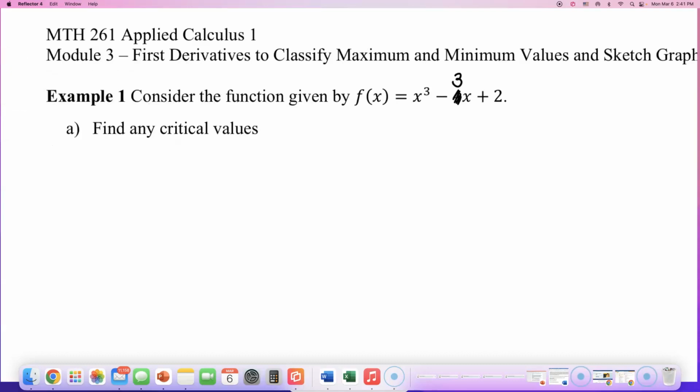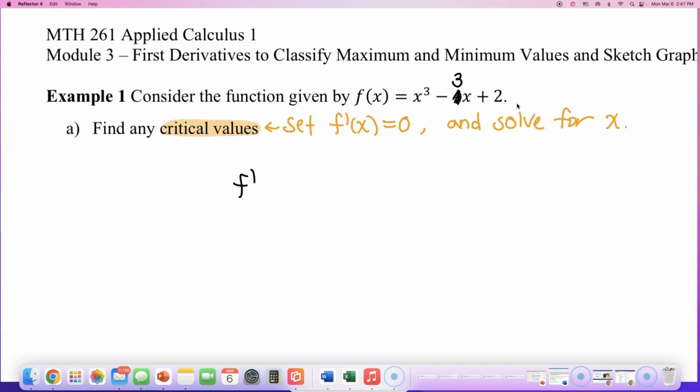So if you need to find, let's say, critical values, anytime you run into problems that say find critical values for a polynomial function like this, see, this is not a fraction function, just a single line polynomial function, set the derivative equal to 0. Set f prime of x equal to 0 and solve for x. Okay? So you'll need to find the derivative first.